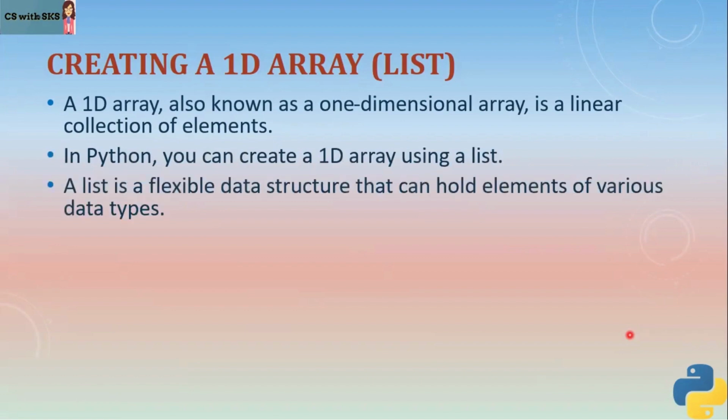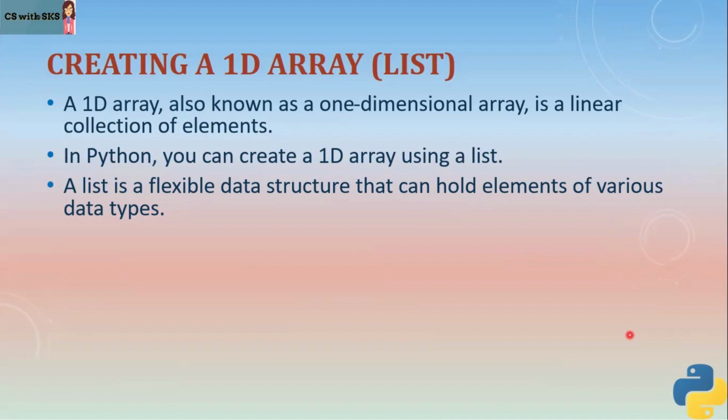A list is a flexible data structure that can hold elements of various data types. However, if you know the definition of arrays, they can hold data items of only one data type. So if you are implementing arrays using a list, you need to ensure you are only putting one type of data in it.